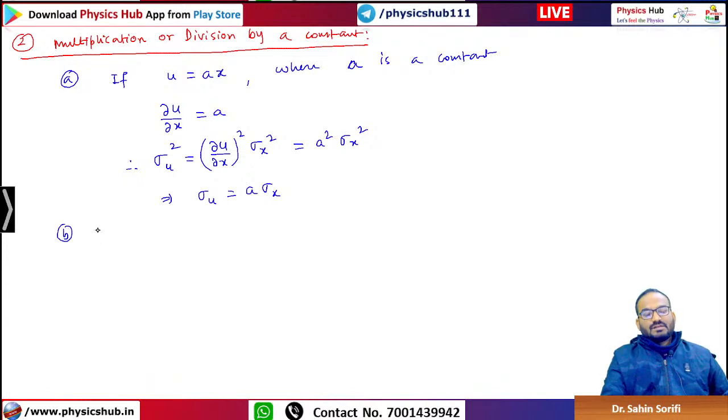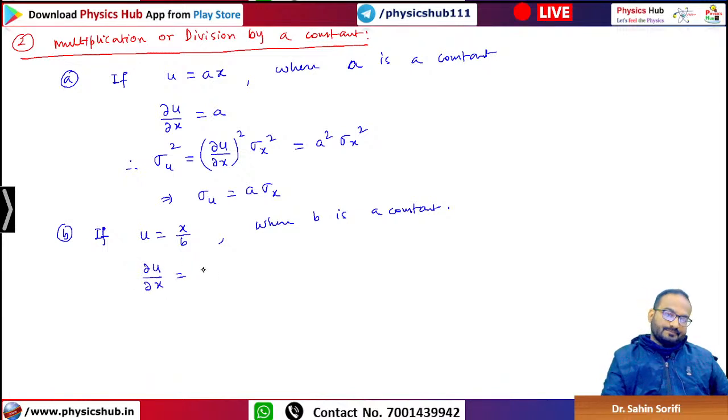Now, if some scalar is divided, u is equal to, let's say, x upon b, where b is a constant. In that case, if you calculate del u by del x, again it is 1 by b. In a similar fashion, sigma u will be sigma x upon b. No issue in this. Now, in general, let's say the third case, multiplication or division.